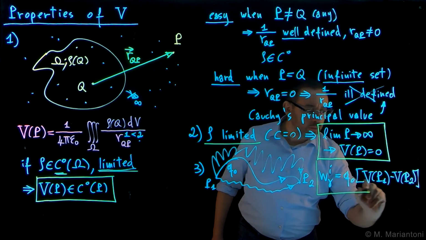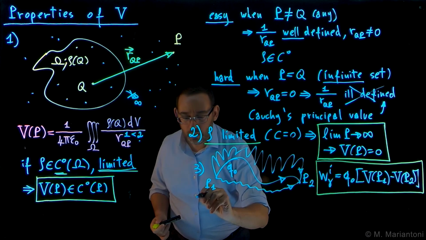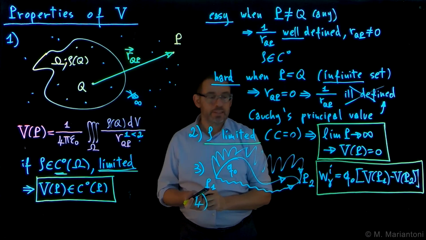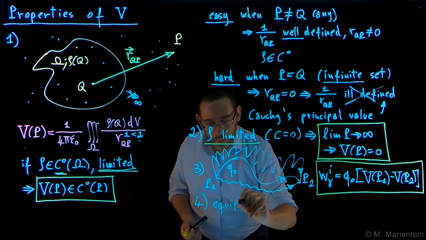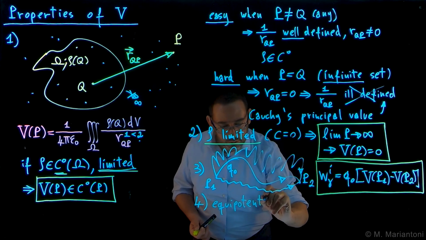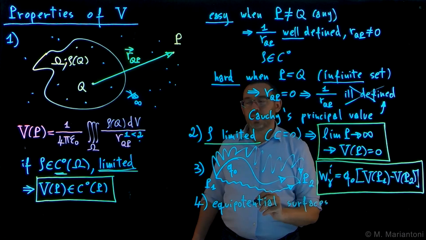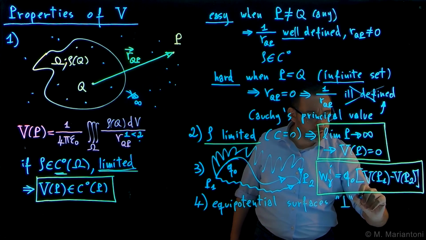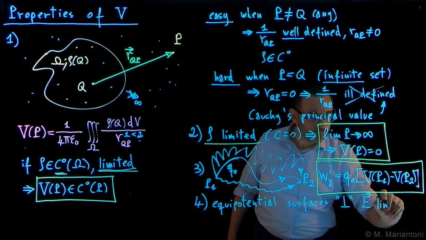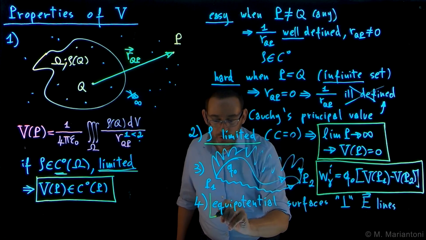Lastly, the last property which is worth pointing out here, 4, is that the equipotential surfaces associated with V, they are always normal at each point on the surface to the field lines of E. Okay, so remember that, which is important, for example, in the case of conductors, which we are going to encounter soon.